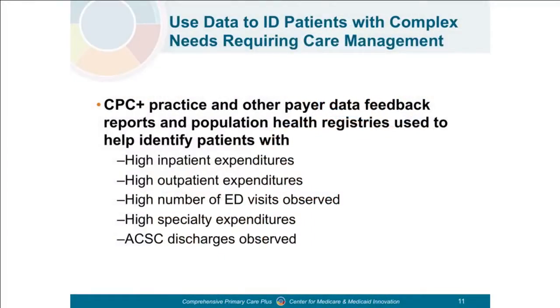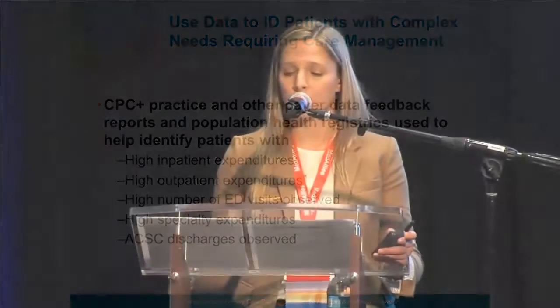So how can we use data to identify those patients with complex needs requiring care management? You can use your practice feedback reports on the CPC Plus portal or your other payer data feedback reports, even population health registries, to identify those patients that may have high inpatient expenditures, high outpatient expenditures, a high number of ED visits observed, high specialty expenditures, and those ambulatory care sensitive condition discharges observed. So really by identifying these high utilizers, your practice can find those who may need episodic or longitudinal care management that they may have missed.